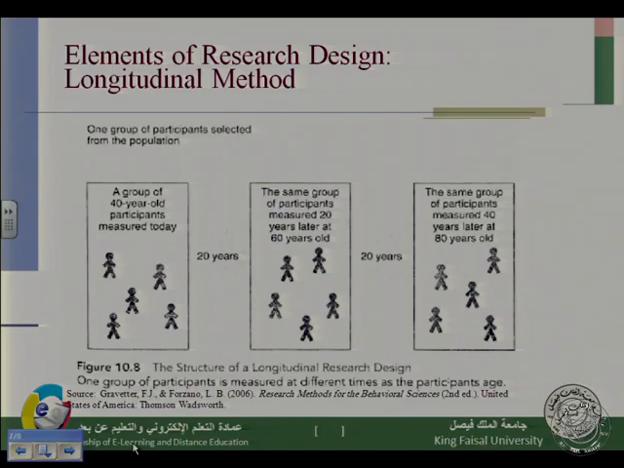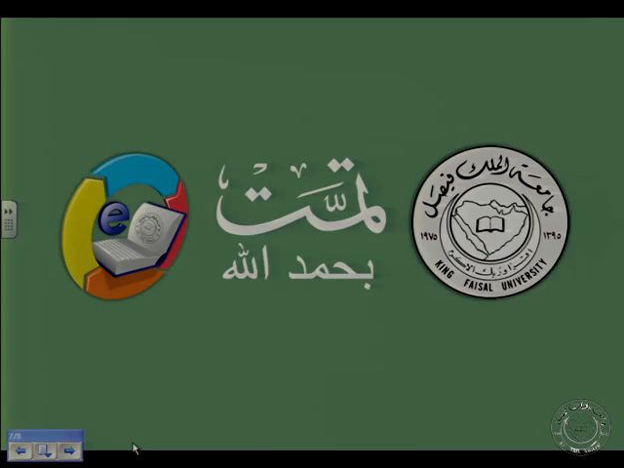And one last slide about the longitudinal method. As I said here, you have a group of 40-year-old participants measured today. After 20 years, they become 60, and then after 20 years, they become 80. So this is a figure showing the structure of a longitudinal research design.